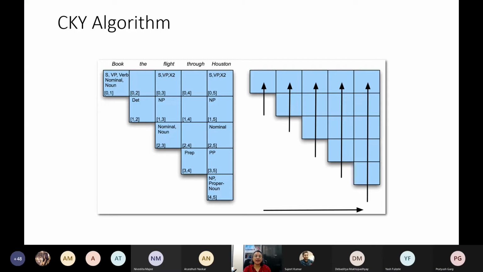So in the CKY algorithm, which I will just discuss in a little more detail, you have a sentence here, and you take a matrix. As we said, given a sentence, we want to find out what the constituents are for different phrases in the sentence. By a phrase, we mean a continuous subsequence of the sentence.